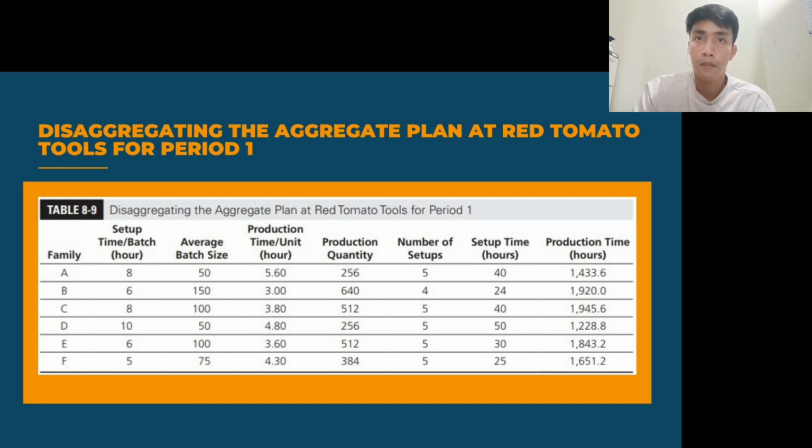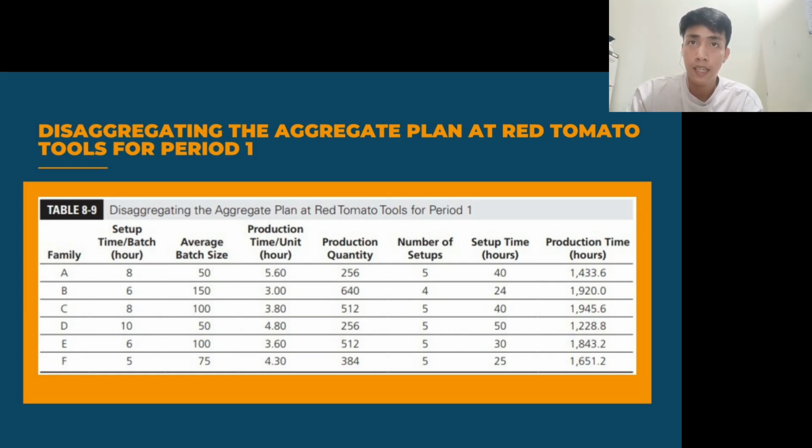For example, si Family B, mas malaki yung batch size niya, which is 150 units. Kaya mas konti lang yung setups niya, which is 4. Pero kahit ganun, mataas pa rin yung production time niya, because mas marami siyang total quantity, which is 640 units.